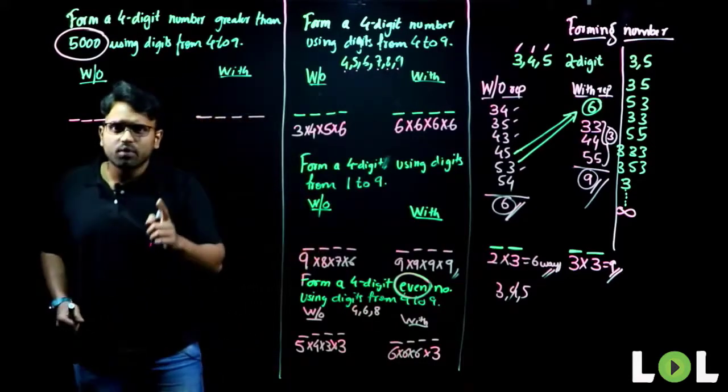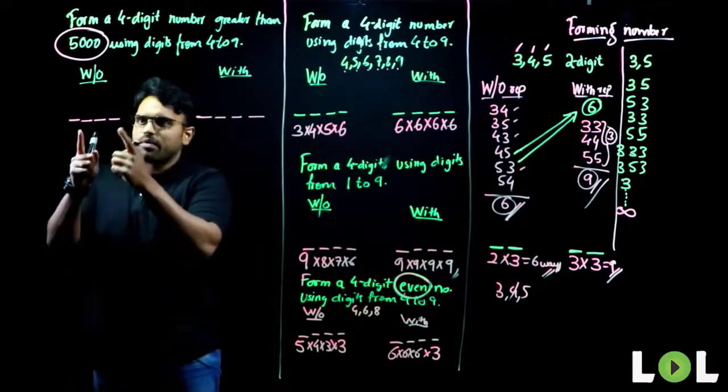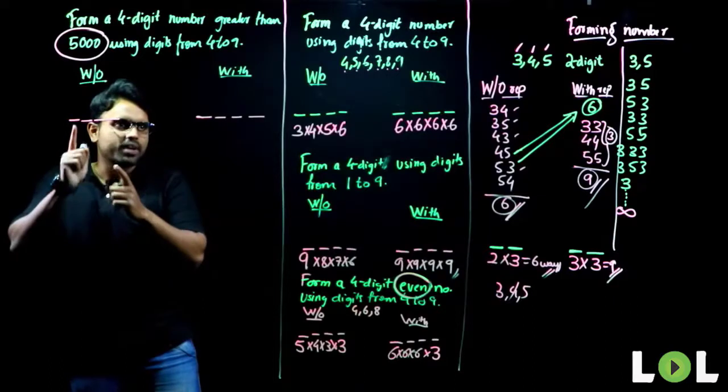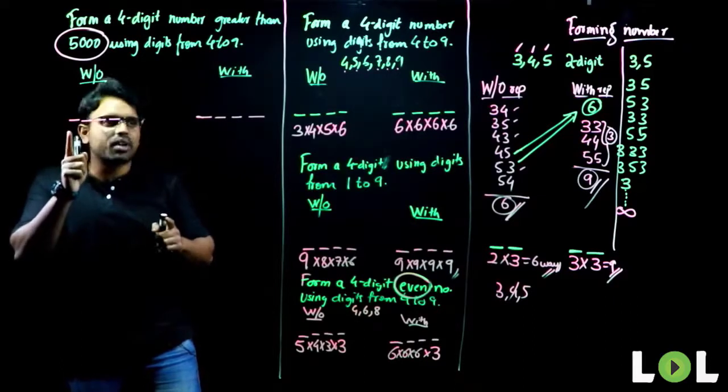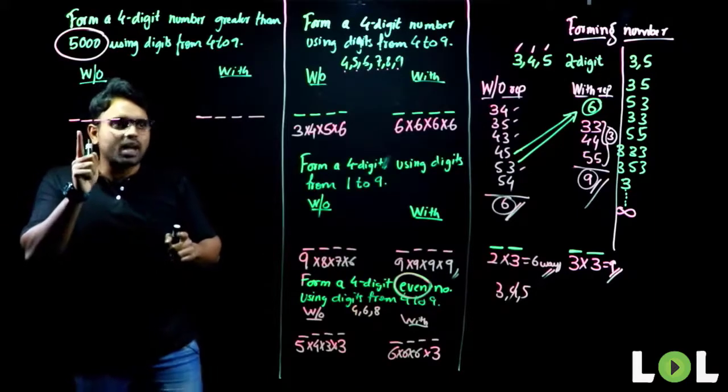So, where do I have to start with? From the units place or the thousands place? Quick. Decide now. It is the time to decide. I have to start from the thousands place.